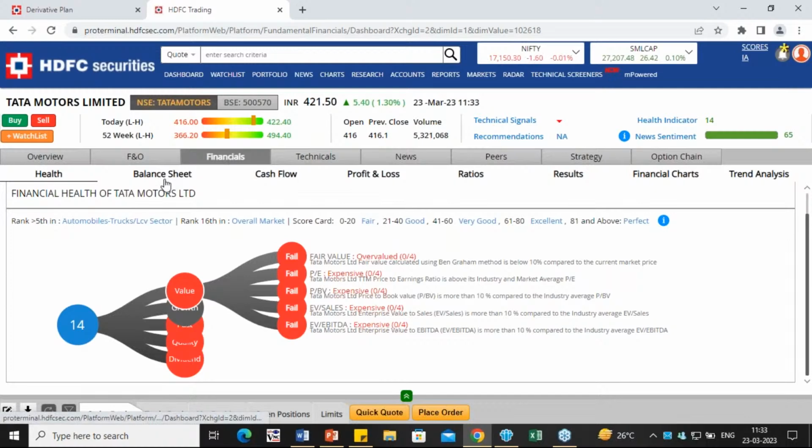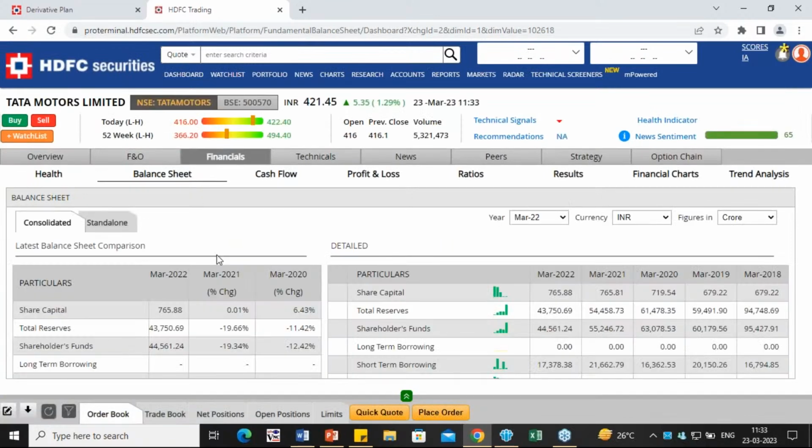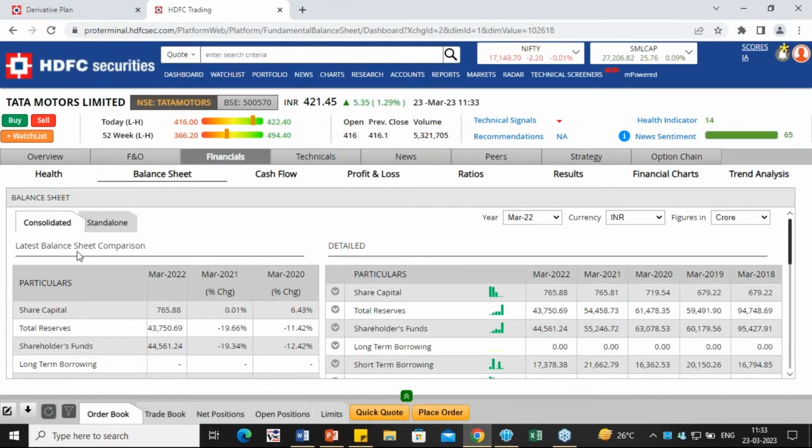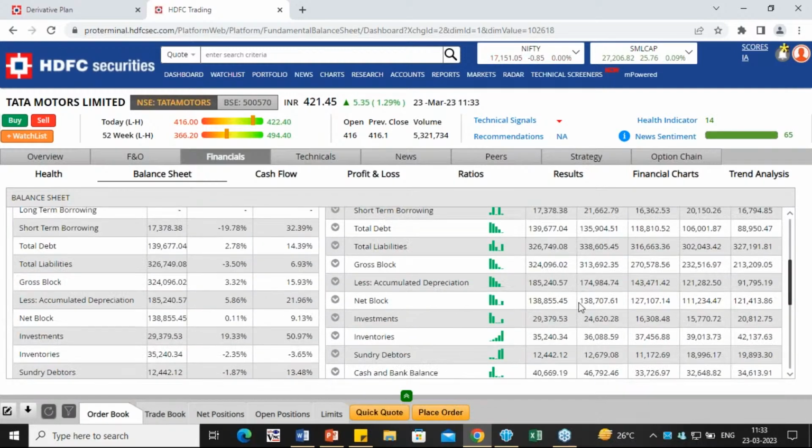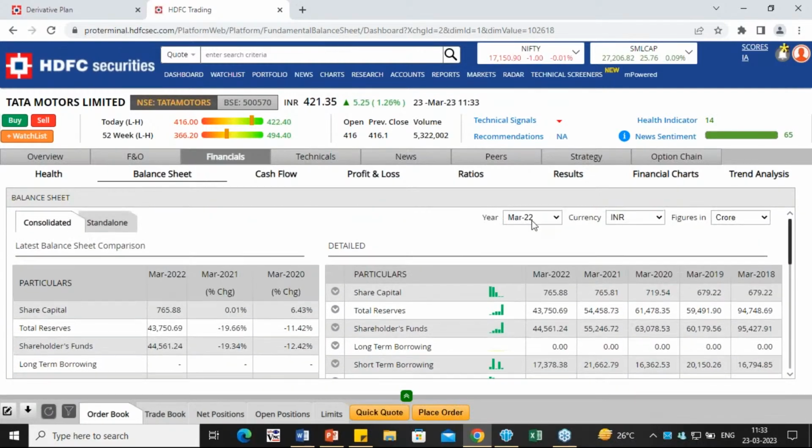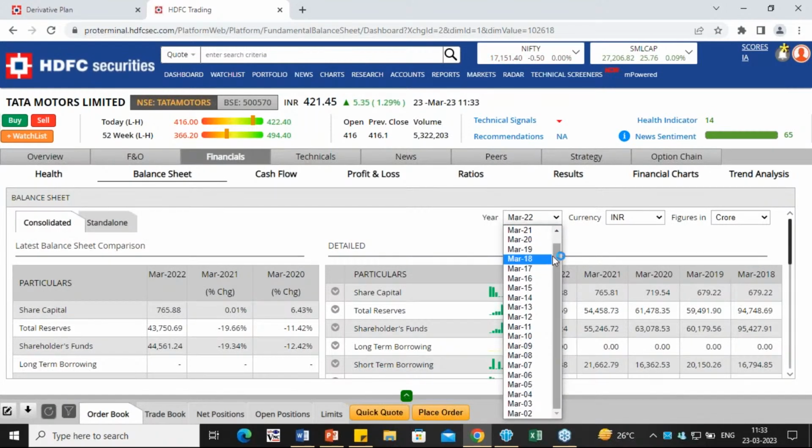Similarly, if you want to see the whole balance sheet of the company, as you can see, there is the cash flow, profit and loss, ratios, results. Click on the balance sheet and you can see the balance sheet of the company over here. You can also see it in a consolidated way or standalone way. We are giving all the numerical figures over here. If you want to see the past history of the balance sheet, you can also find it from here.